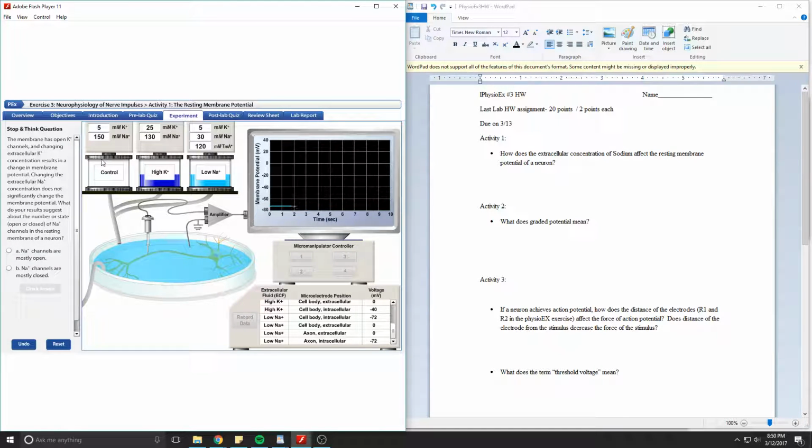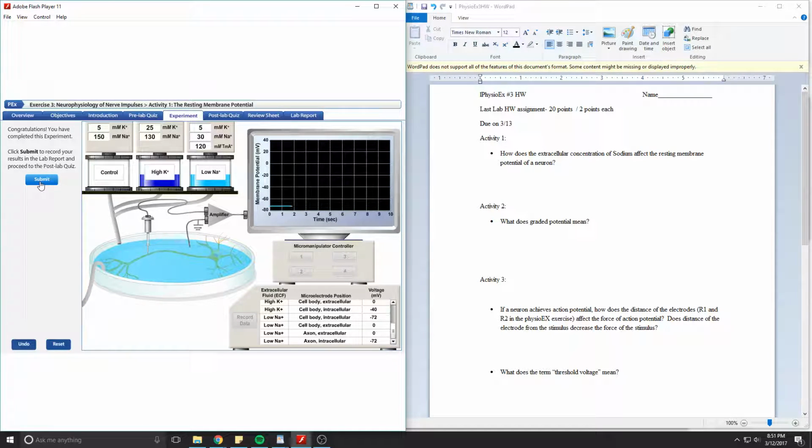The membrane has open potassium channels, and changing extracellular potassium concentration results in a change in the membrane potential. Changing the extracellular sodium concentration does not significantly change the membrane potential. What do the results suggest about the number or state, open or closed, of sodium channels in resting membrane neurons? There are going to be mostly closed channels, because if they were mostly open, the change in sodium would have affected it more.